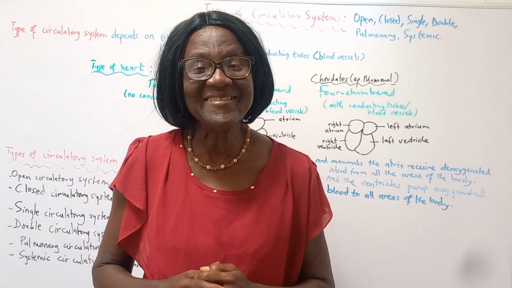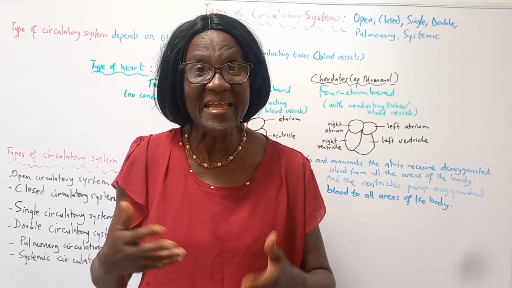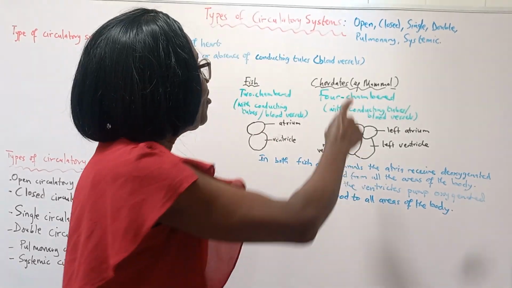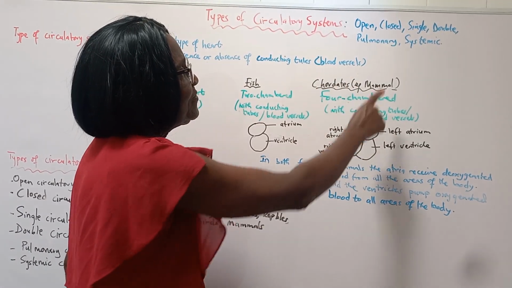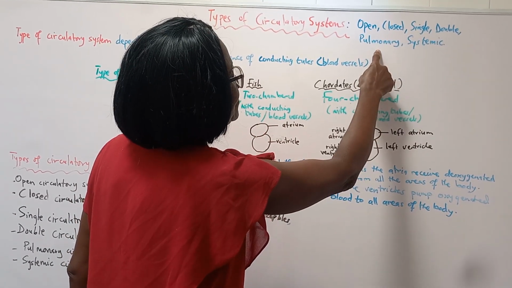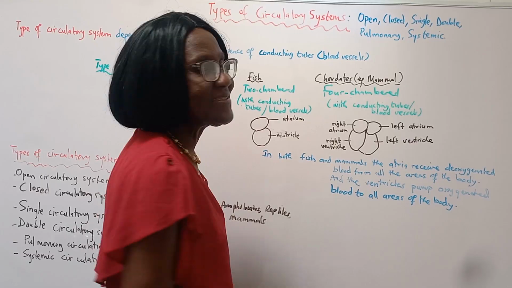In today's lesson, we are explaining different types of circulatory system. You have open circulatory system, closed, single, double, pulmonary circulation, and systemic.